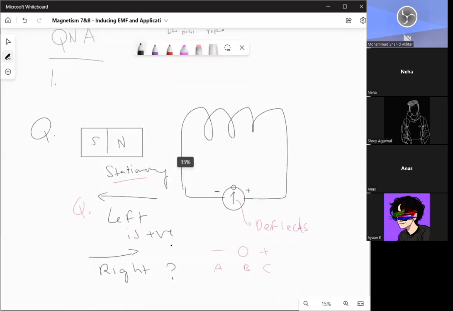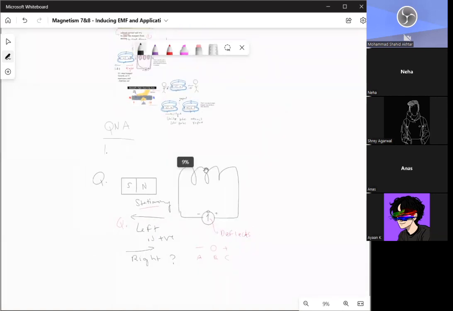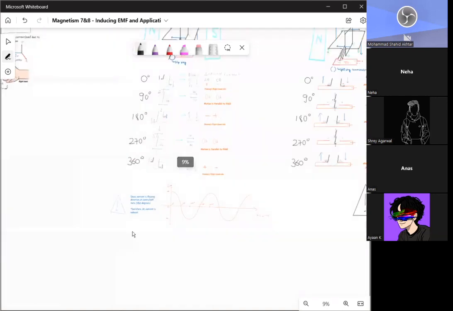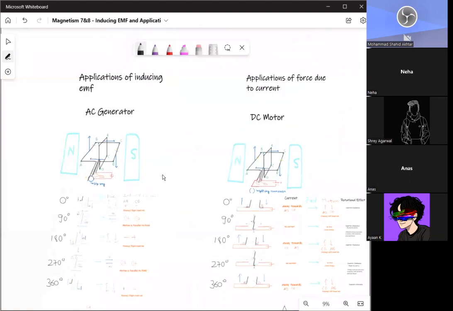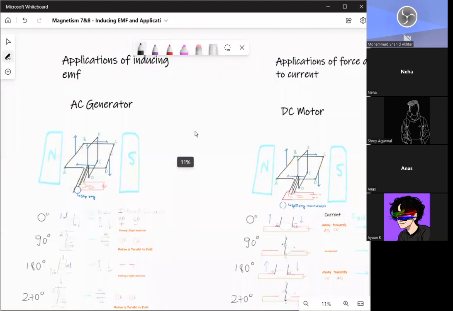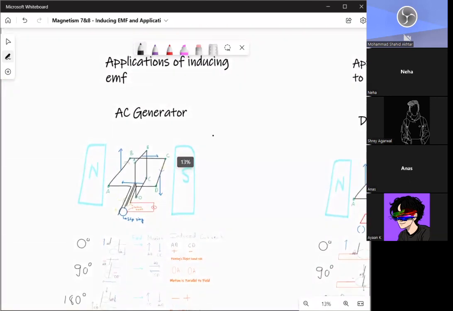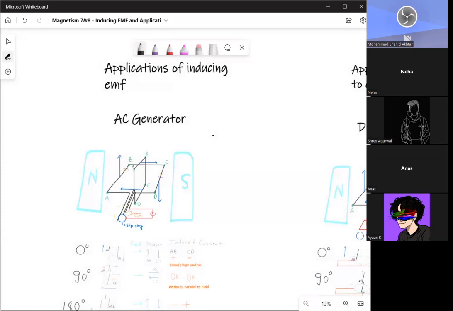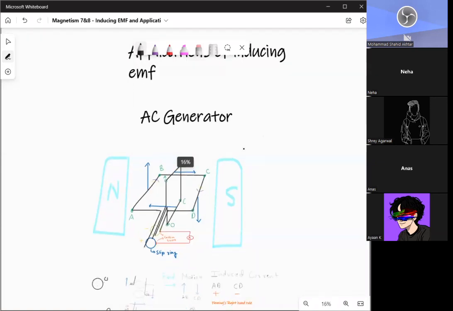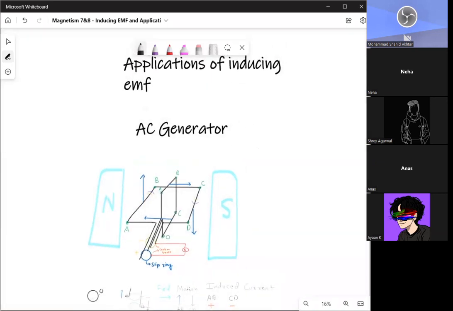Okay. Now that's all the recap. We're starting the next thing, which is applications of inducing EMF. Now just be ready to write things down. Is that clear? Okay, if everyone can hear me, this is applications of inducing EMF. I'm going to start recording again. I'm restarting the meeting. Rejoin all of you. Okay.